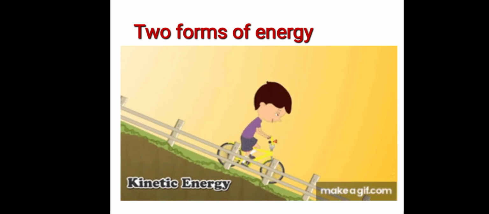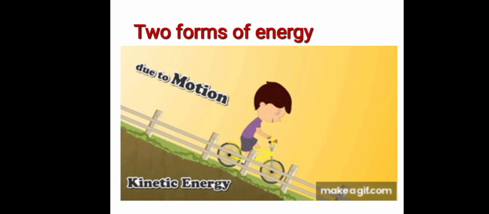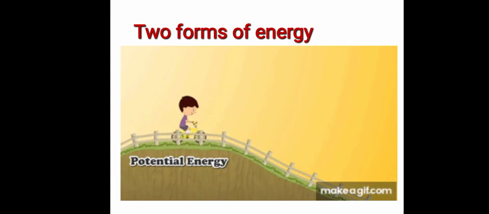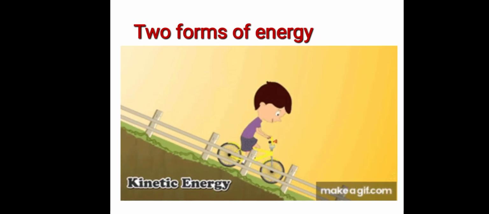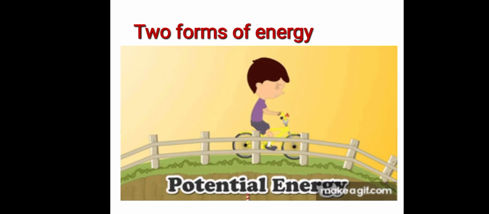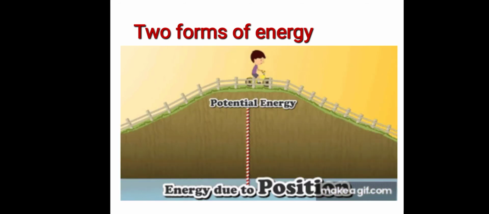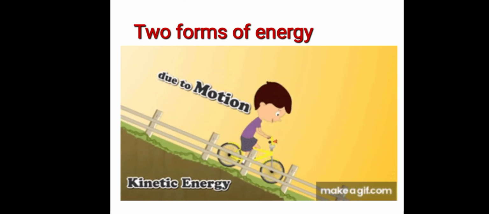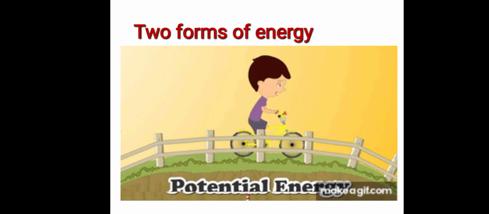Energy due to its position, that is the potential energy. Look at this, a boy riding a cycle and climbing the uphill. This is the potential energy, stored energy, energy due to its position, and when it goes down, that will be kinetic energy due to motion.